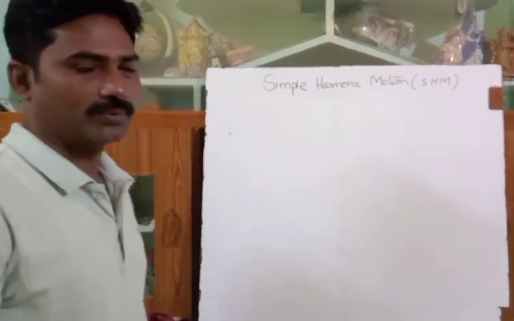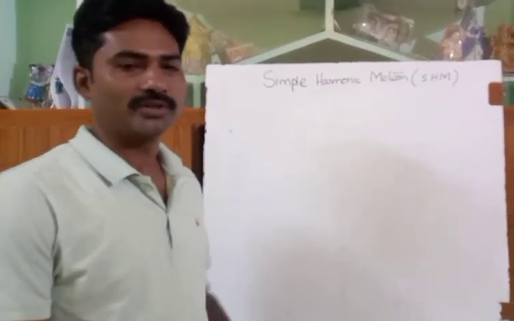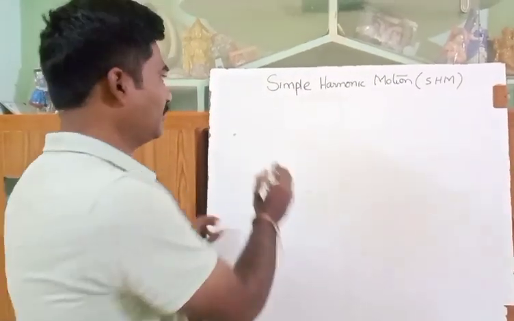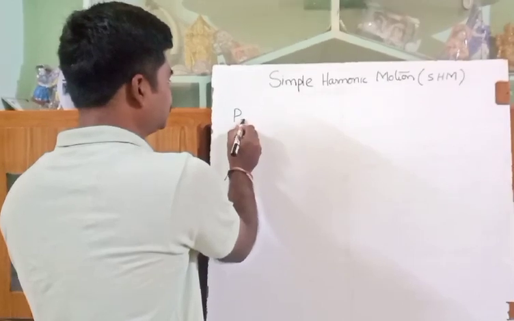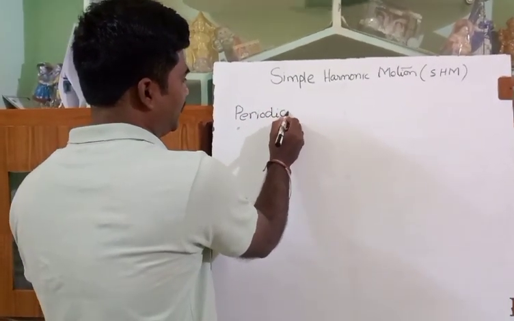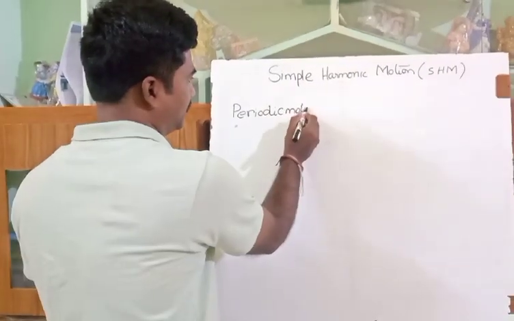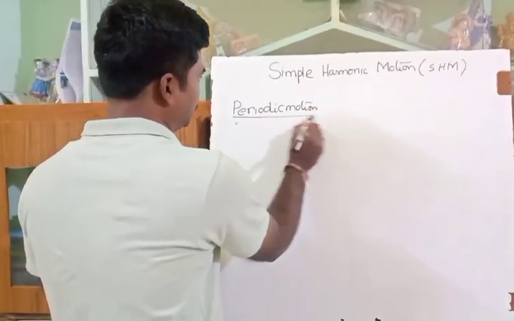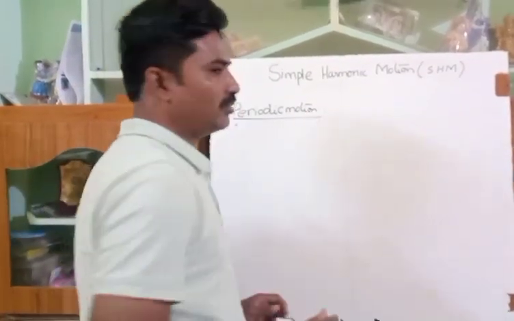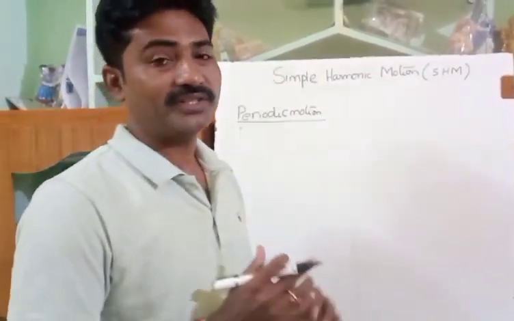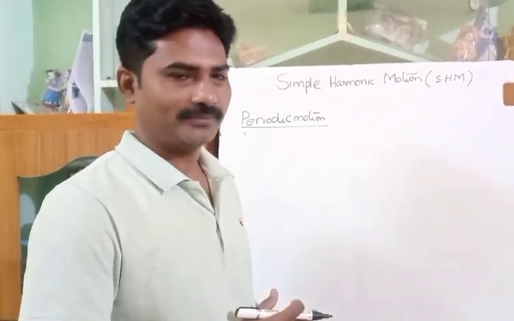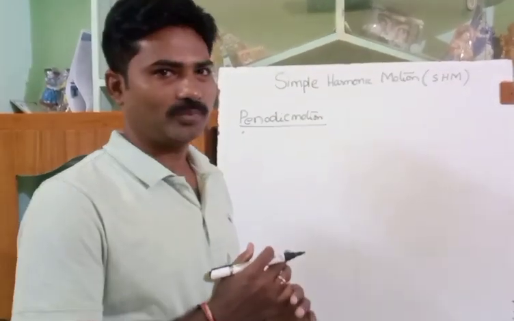Here, before going to know about simple harmonic motion, we have to know about periodic motion. What is periodic motion? Periodic motion is nothing but the motion of a body which repeats itself in a regular interval of time. It is called as periodic motion.